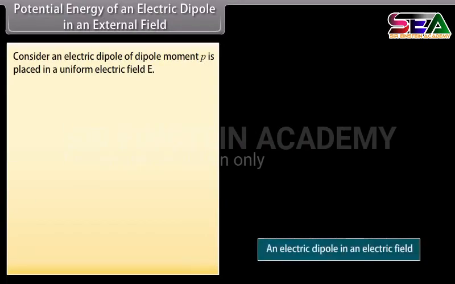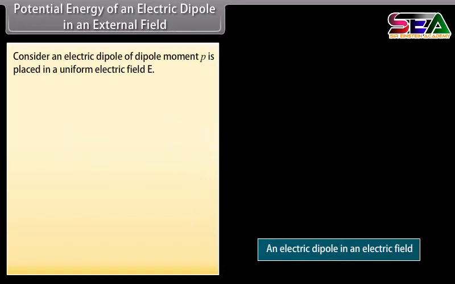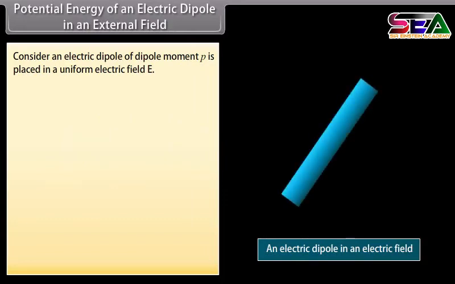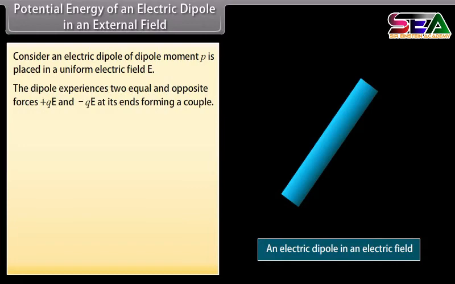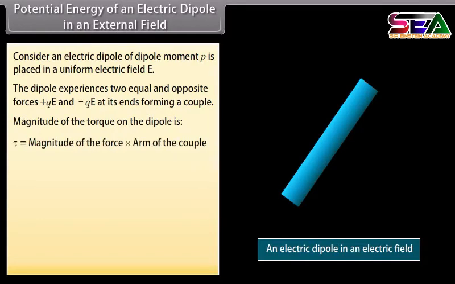Potential energy of an electric dipole in an external field. Consider an electric dipole of dipole moment P placed in a uniform electric field E. The dipole experiences 2 equal and opposite forces, plus qE and minus qE, at its ends forming a couple. Magnitude of the torque on the dipole is equal to magnitude of the force into arm of the couple. Tau is equal to qE into 2L sin theta, which is equal to PE sin theta.